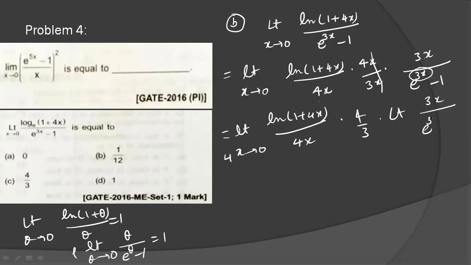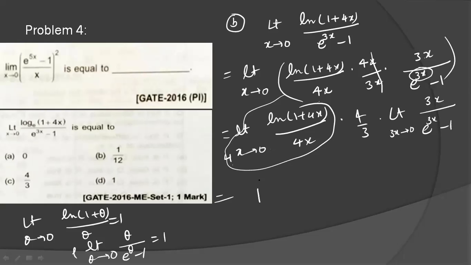3x upon e to the power 3x minus 1. X tending to 0, so you can make 3x tending to 0. And you can multiply inside the limit because this is a multiplication case. And you can multiply x with any number because x is tending to 0. So when multiplied by any finite number, it will still tend to 0. So this limit is 1.